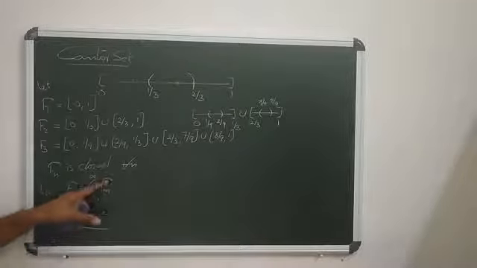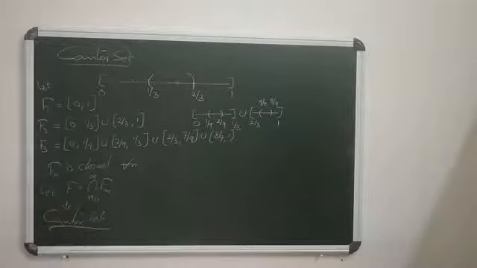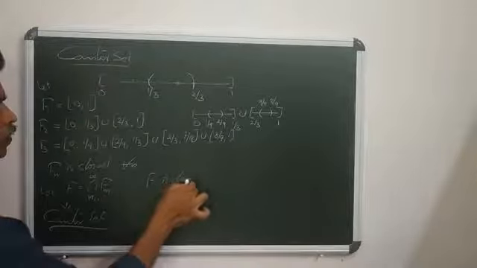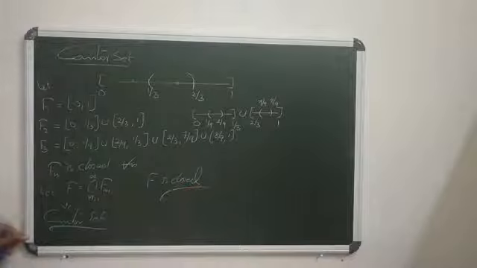So F is the intersection of Fn. This F is called the Cantor set. So Cantor set is closed. Each Fn is closed, so this F is closed. Clear? Okay.